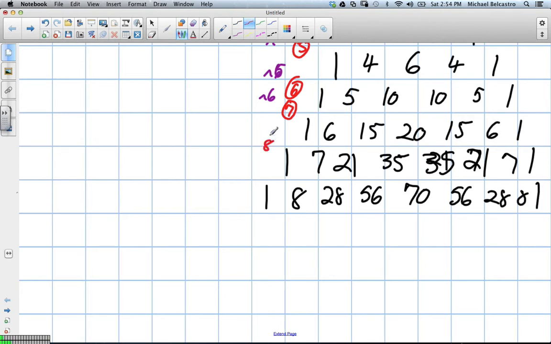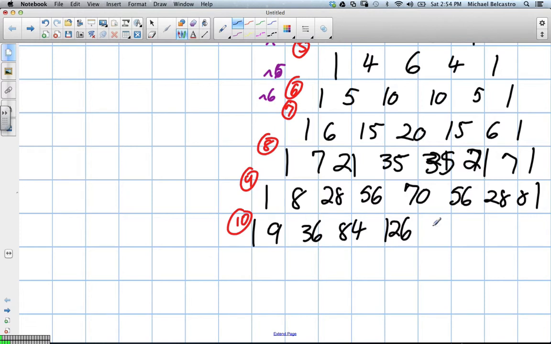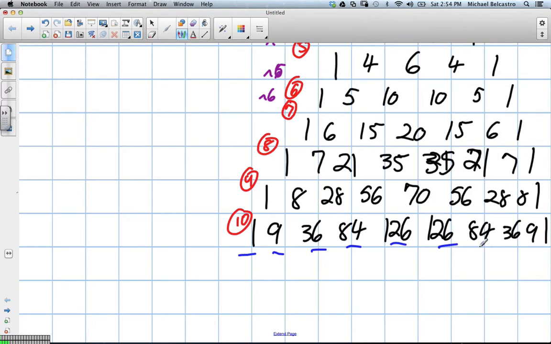Let's just count these out. 8, 9. What row did we say you had to get to? 10. Yeah, we have to get to 10. Okay, so we get to this row. 1, 9, 36, 84, 126, 126, 84, 36, 9, 1. So what it goes to show is there's going to be 1, 2, 3, 4, 5, 6, 7, 8, 9, 10 terms, right? And when we get to the 10th row, there will be 10 terms involved in our final answer. And we're going to use all these.